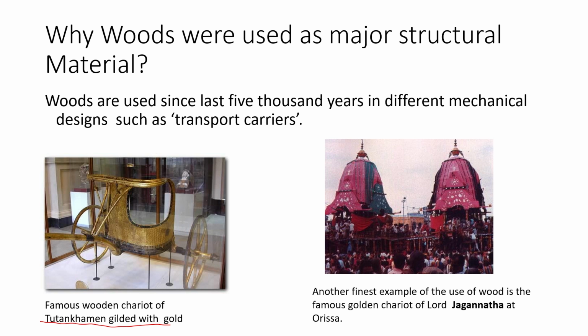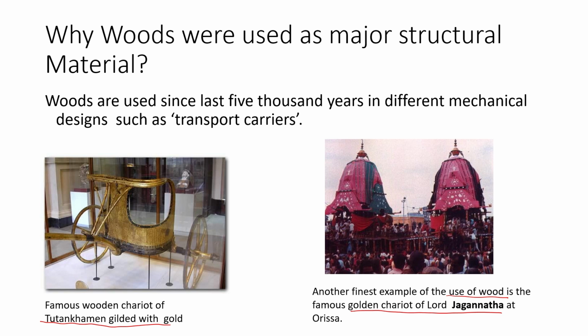And think of another fine example from our own country, the use of wood in the famous golden chariot of Lord Jagannatha. There also wood is one of the primary materials that has been chosen. Why is it so? Is it just because of availability, or does it have certain relationships with the material's performance, with the cost, with the sustainability? That is what we will bring out in this course.